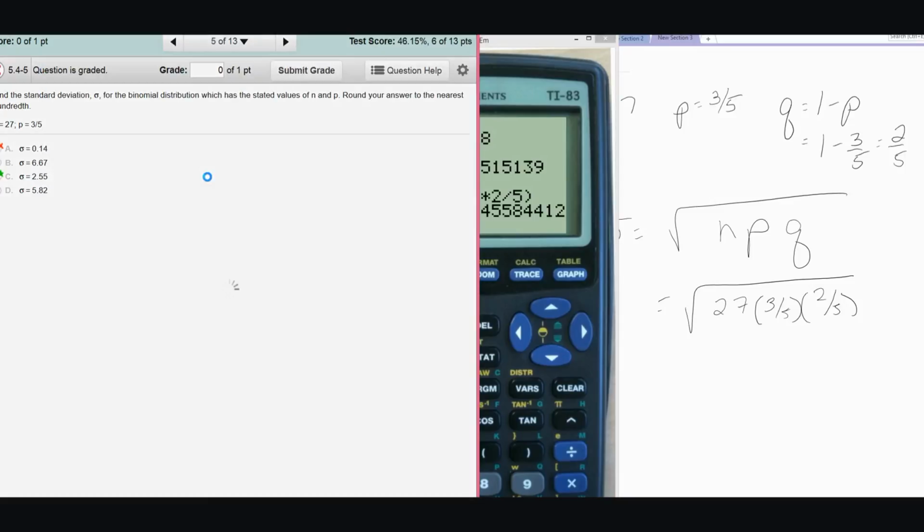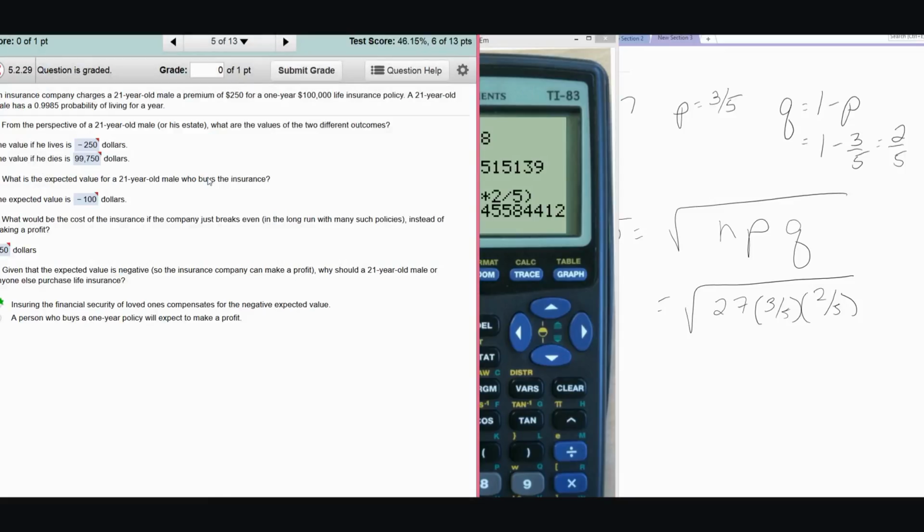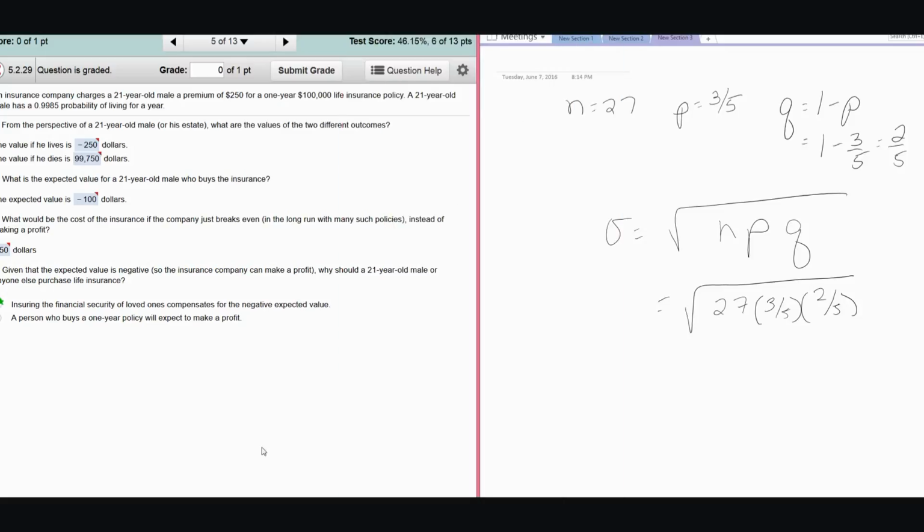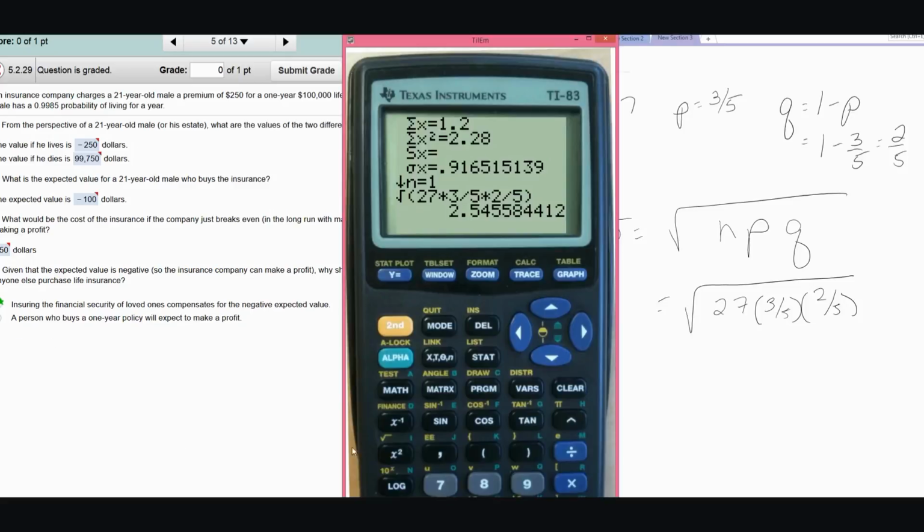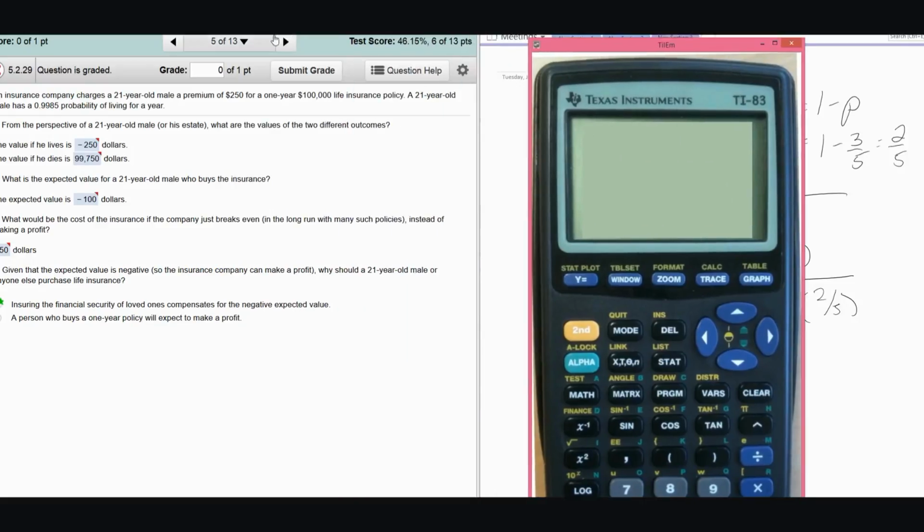Okay, we're going to go to number 5. So it says, an insurance company charges a 21-year-old male a premium of $250 for a 1-year, $100,000 life insurance policy. A 21-year-old male has a 0.9985 probability of living for a year. Okay, so we're going to talk about if he lives or if he dies. Now, if he lives, he doesn't need the life insurance. So he's lost all of the money he paid for it, $250. So it'd be a negative $250. If he dies, his family gets $100,000.